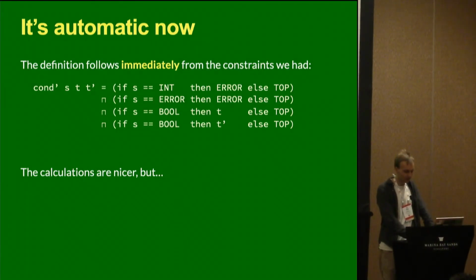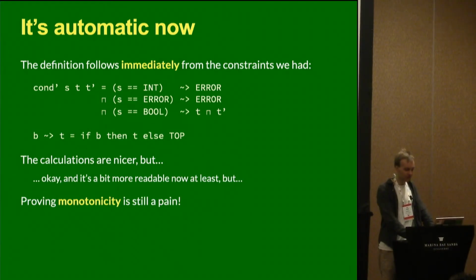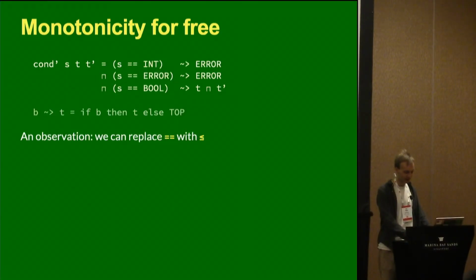But we can introduce some syntax as well. If we define this wobbly arrow thing to mean precisely this, if something else top, it looks a bit nicer. We can also combine the last 2 together using the greatest lower bound because they had the same condition on the left-hand side. Great. This doesn't really answer the question about monotonicity, though. So why am I talking about this?